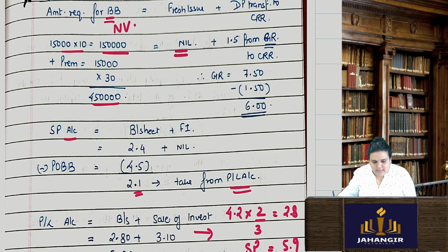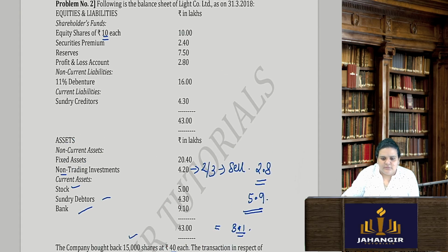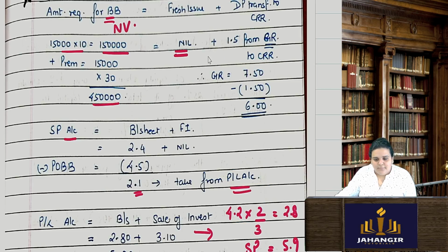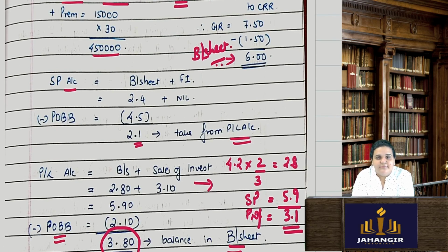Now I have enough money in my P&L also, and I have enough money in my general reserves also. In reserves also, I can use whatever I want to, because I just need 1.5, that is 1,50,000. So I am using 1.5 from my general reserve. Now in my balance sheet, in my general reserve, I'll be left with 6 lakhs. It's your choice. You can use it from P&L also. There is no harm. So 7.5 minus 1.5 is 6.